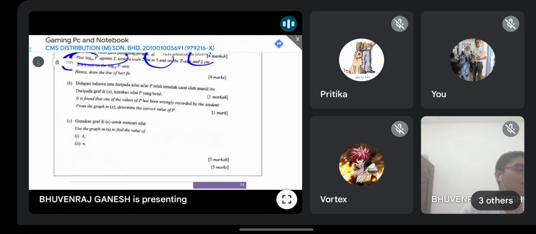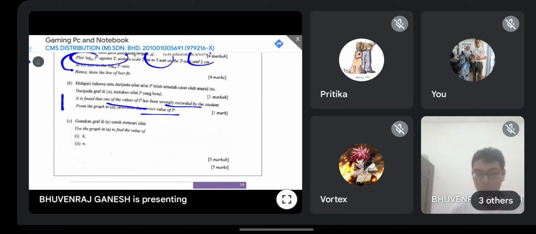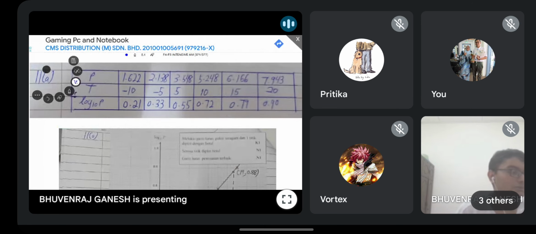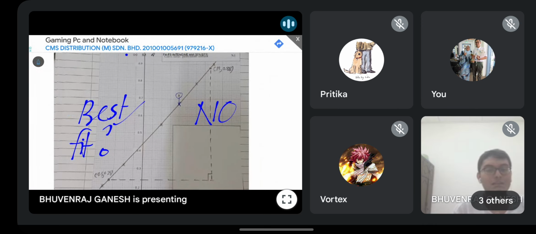Okay, so next one, this is interesting. They suddenly tell you guys that one of the p values is wrongly recorded, and they ask you to find the correct value of p. How, guys? Have you all seen this kind of question? They tell you one value is wrong, so how to find the correct value actually? Anyone got an idea? Where do you think the wrong value is? Can anyone see it? Where is the wrong value, guys?